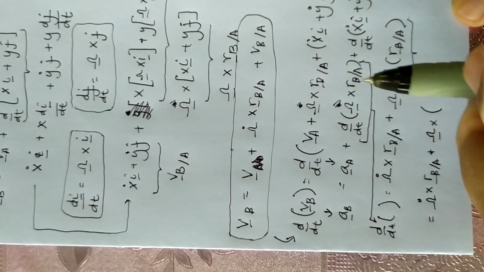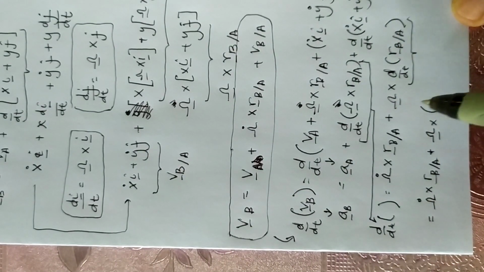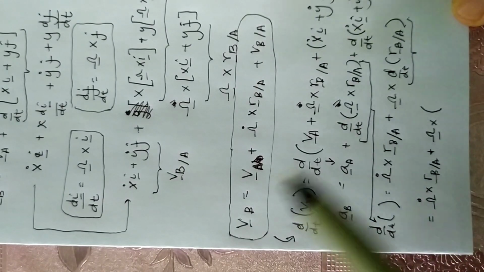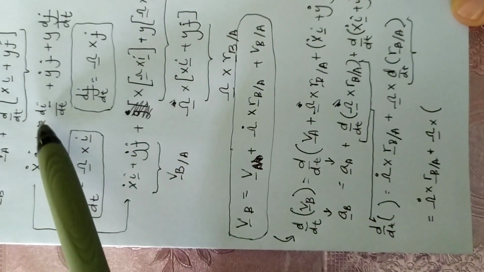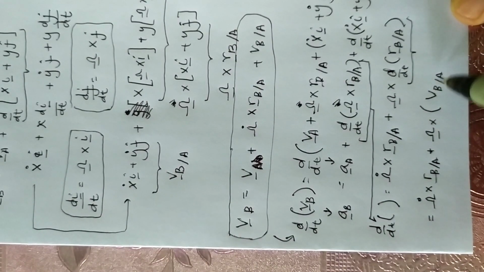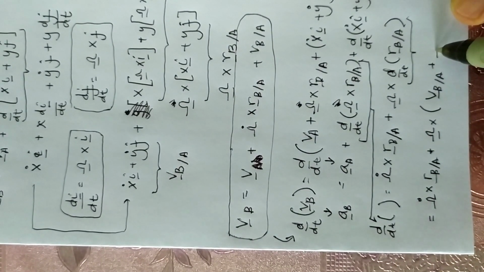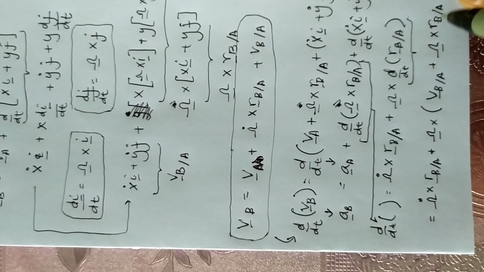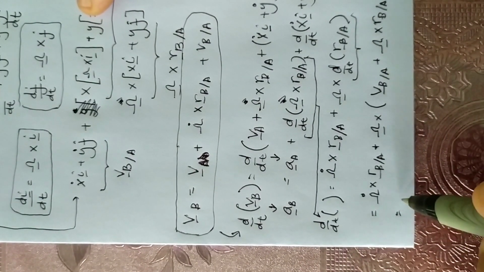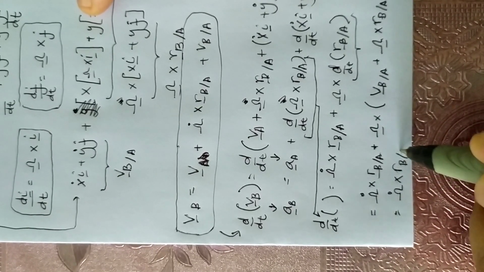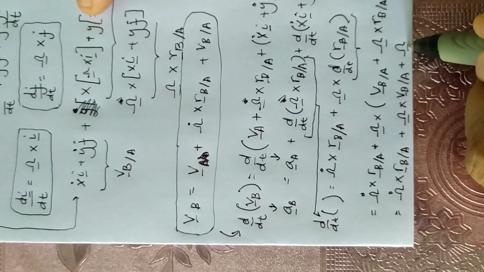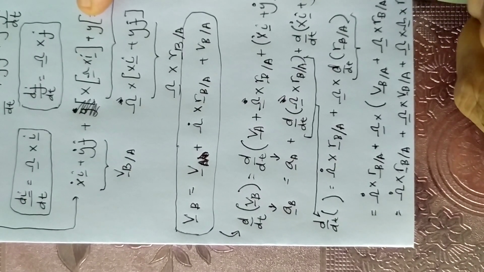We have two terms. One, omega dot cross position vector of B relative to A, and omega cross d over dt of our position vector of B relative to A, which is omega cross vB relative to A. And finally, we will have this term as omega dot cross position vector of B relative to A plus omega cross vB relative to A plus omega cross position of B relative to A.